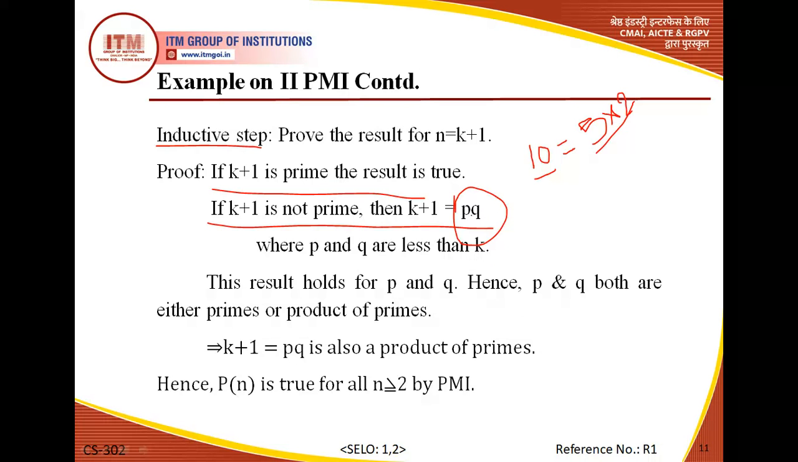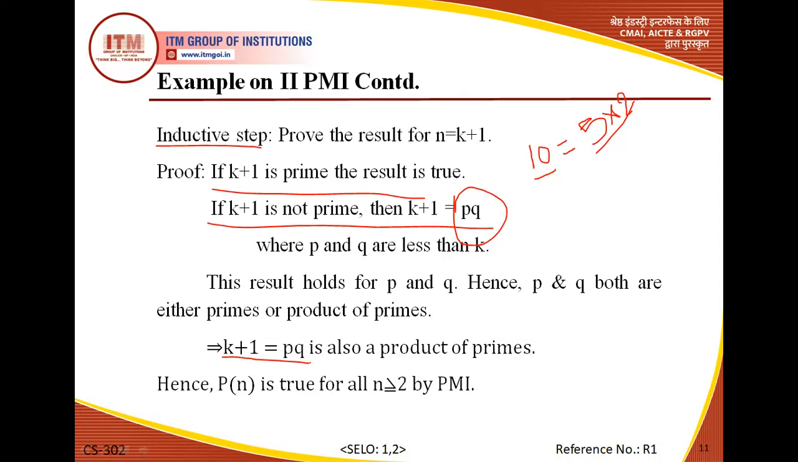So we would write p as the product of primes and q also as the product of primes. So k plus 1 would be some chain of product of primes. Hence the result is true. So k plus 1 is also being written as the product of primes only. Basically, for the proof, we have taken two cases. First, if k plus 1 is a prime, then obviously the result is true. In the second case, if k plus 1 is not a prime number, then it can be written as the multiplication of two numbers, and those numbers are less than k, hence the result is true.